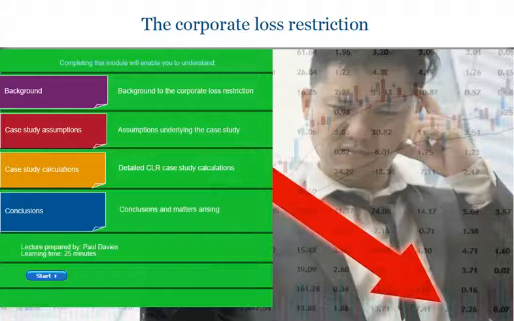to capital losses. For ease of reference, we will refer to the overall loss restriction rules as the CILR, including their application to both income and capital losses. The module is centred around a case study which illustrates how the corporate loss restriction calculations will look after they've been extended in scope to include capital losses.